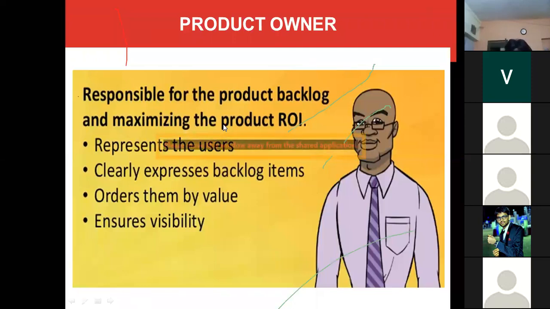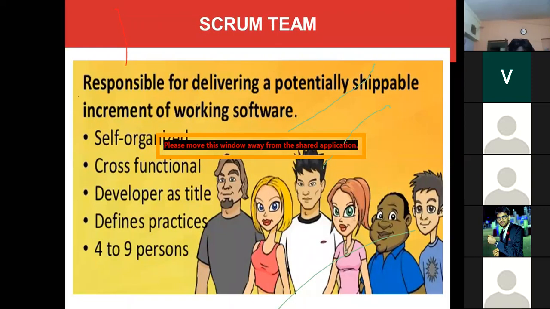Does the product owner deal with the team or interact with the Scrum team? No, the interaction with the Scrum team will be done by the Scrum Master. Okay, next comes the Scrum team.